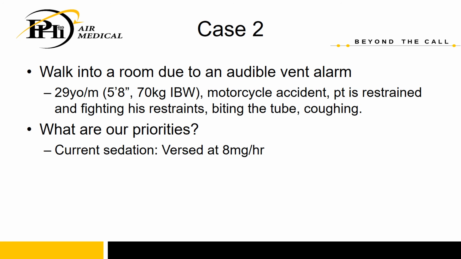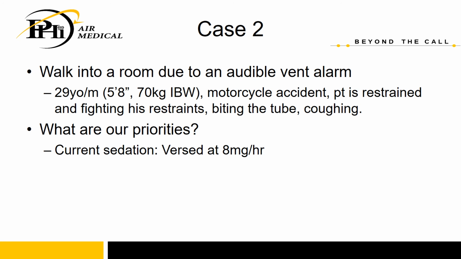Oftentimes, when you walk into a room, if a patient is fighting the tube, it is due to one of two things. It is either due to pain or lack of analgesia, or it is due to an inappropriate ventilator setting that is going to make this patient almost impossible to sedate. So priorities for this patient is going to be immediately looking at the ventilator, looking at the vent settings, as well as probably adjusting their sedation and analgesia.